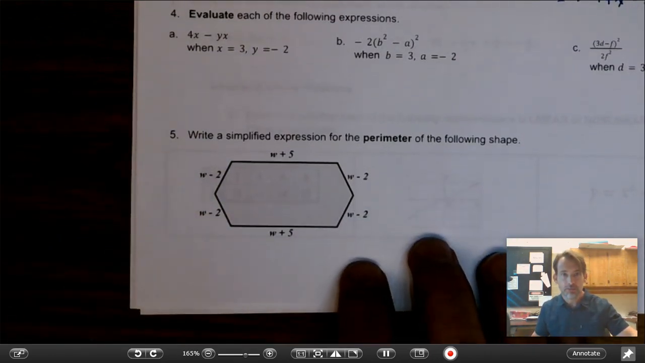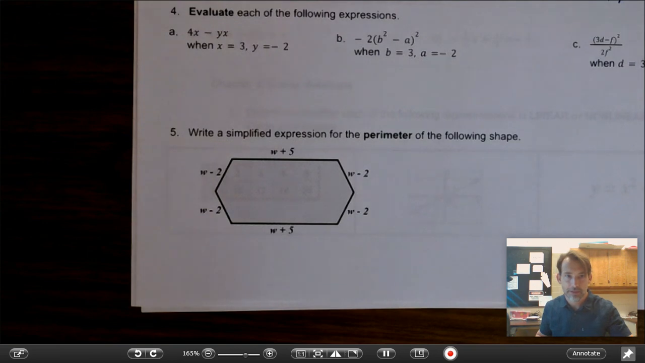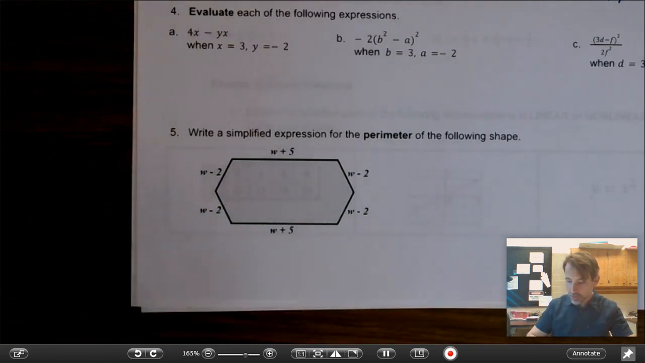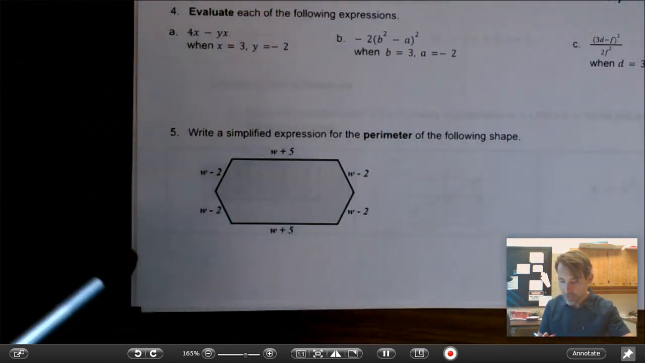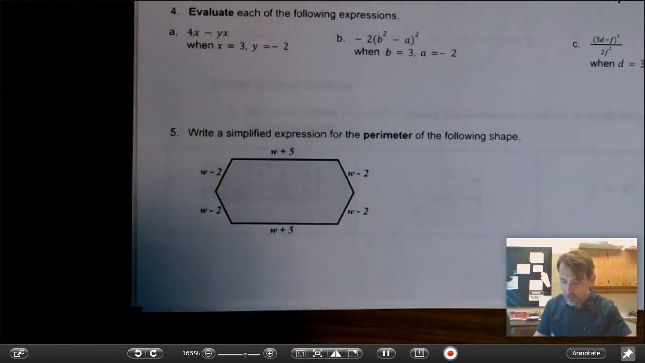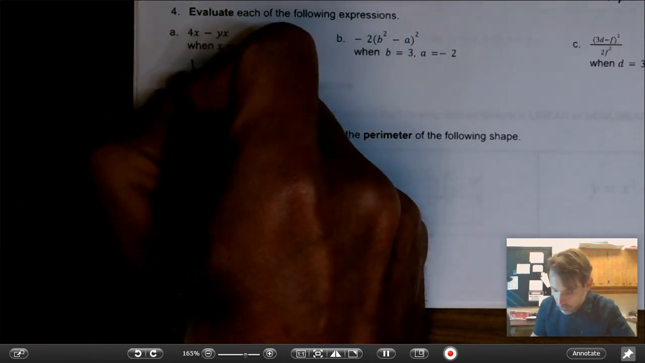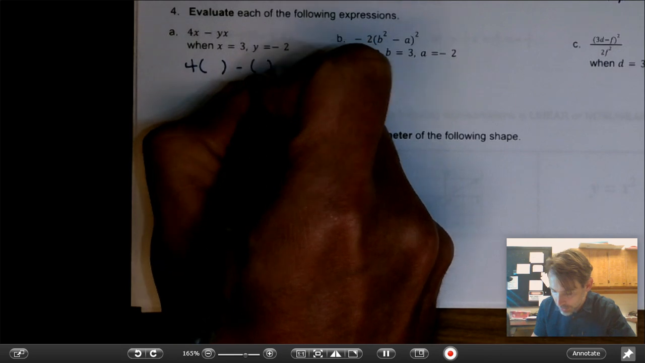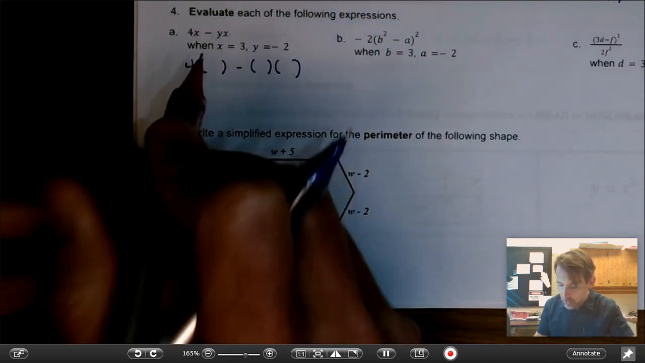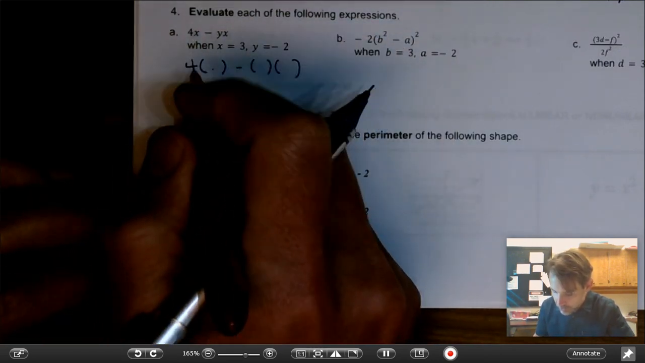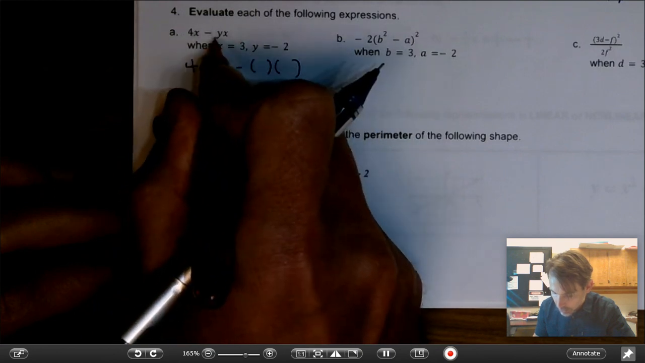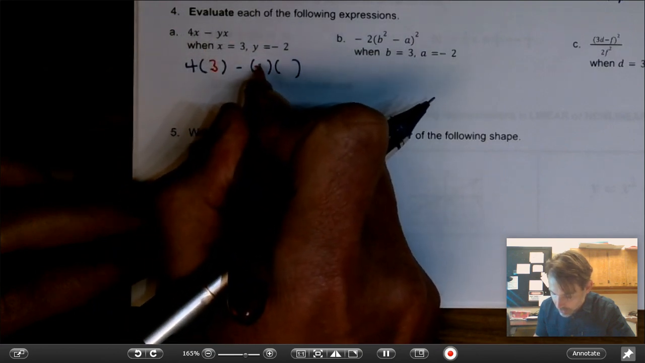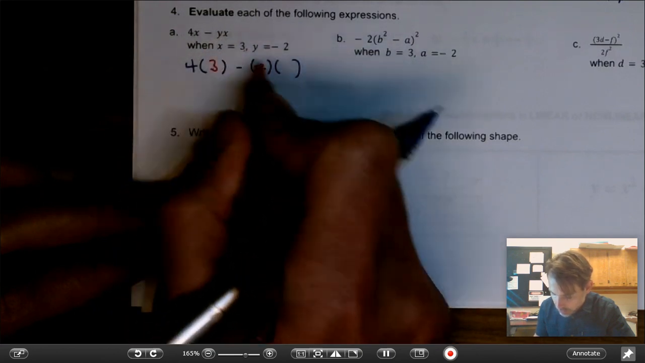All right. 4x minus yx when x is equal to 3 and y is minus 2. We want to learn how to evaluate these things. So I'm going to use two colors here, and I'll put in my substitutions in red. So I'm going to have 4 multiplied by something minus something times something. Well, I'm going to put in x here, so x is 3, and I'm going to put y here. Well, y is negative 2, and x is 3.